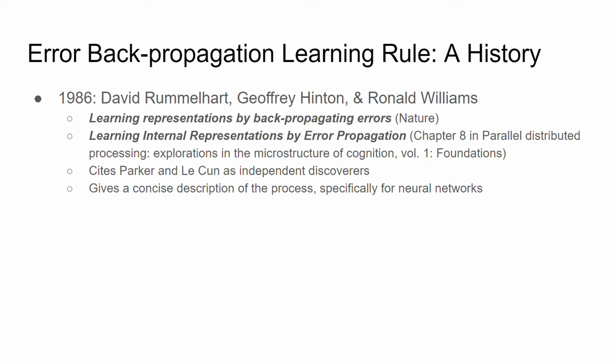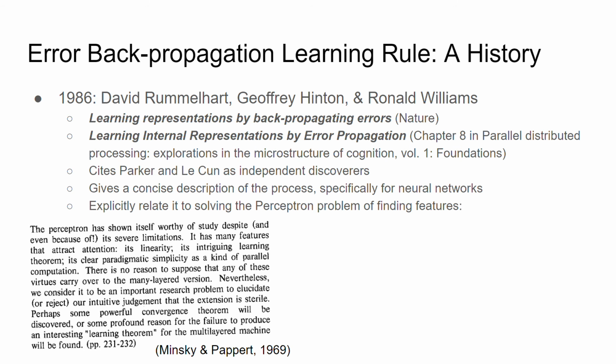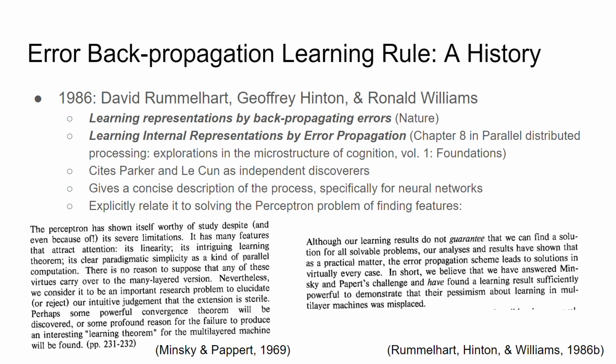I'll also say that this particular paper gives a really concise description of this process, and puts it in the context of neural networks, and specifically in the context of dealing with all of the problems that perceptrons were having. It explicitly says, hey, this big problem that Minsky and Papert pointed out with perceptrons, that this nice learning rule works great when there's only one layer of weights, but how are you going to generalize this to multiple layers? They are explicitly pointing out that this backpropagation learning rule fixes this problem.